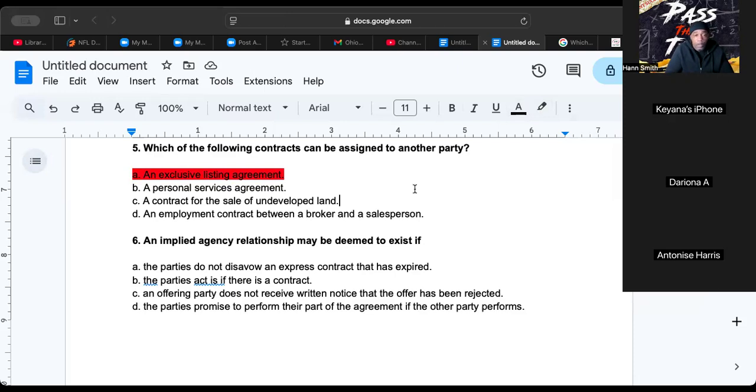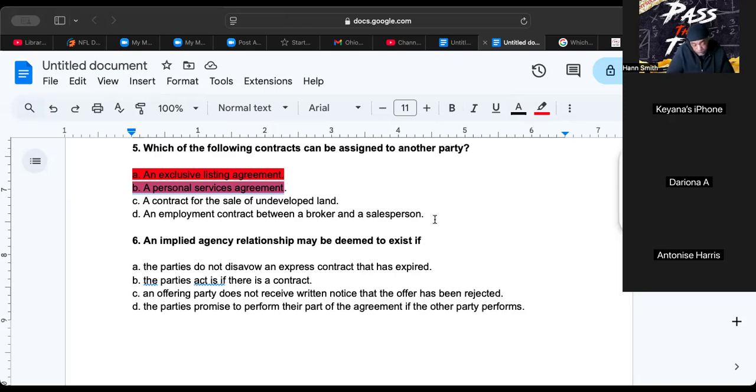So we need to get rid of one more. Get rid of B. All right. Let's read the question again. Which of the following contracts can be assigned to another party? C, a contract for the sale of undeveloped land, or D, an employment contract between a broker and a salesperson?